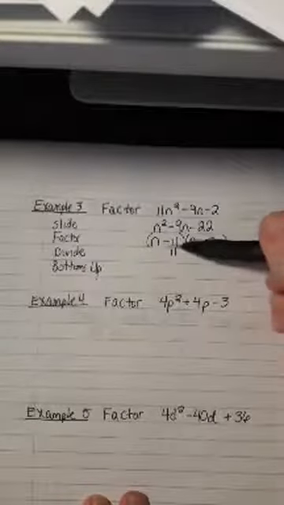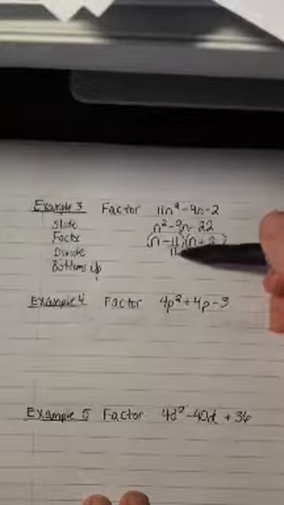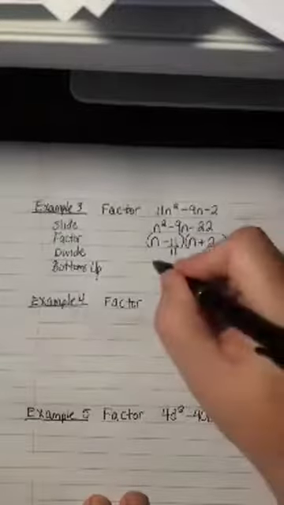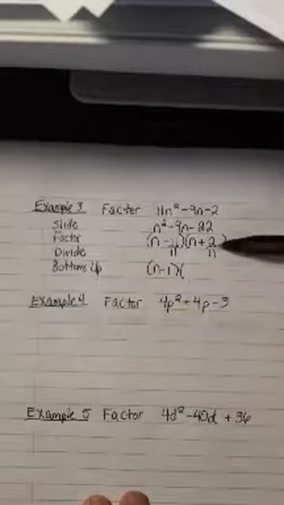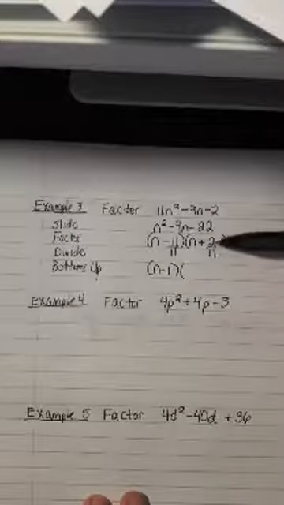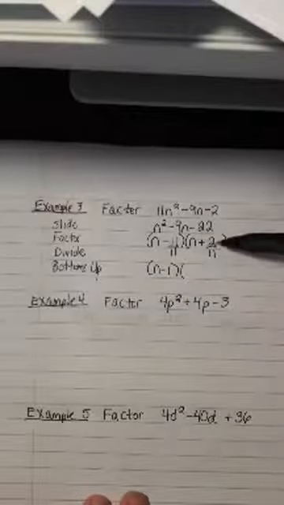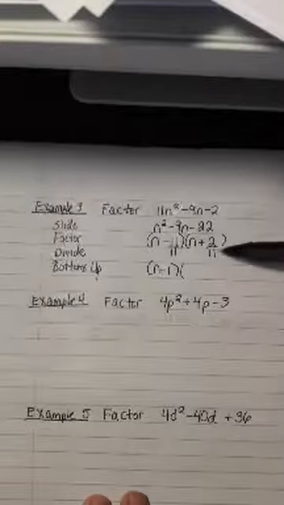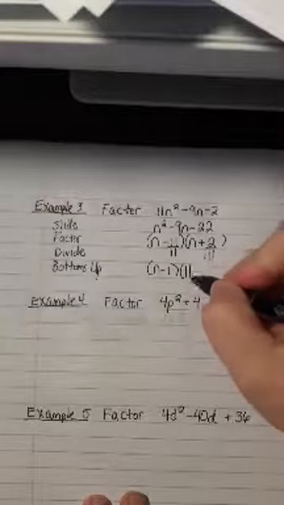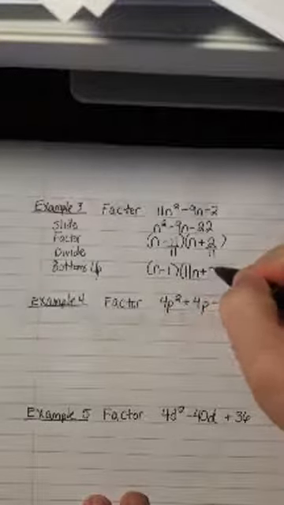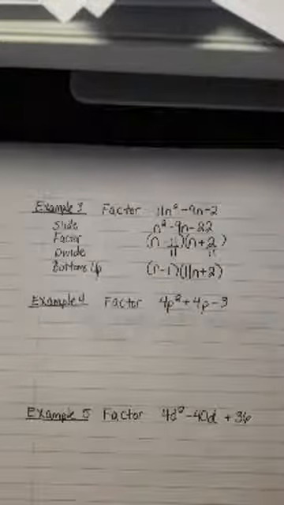Alright, so in this parentheses, you can divide 11 by 11. It's 1. So you're going to get n minus 1. In this parentheses, you can't divide 2 and 11, and you can't reduce it, because you always reduce if possible. So you're going to go ahead and do your bottoms up with your 11. So your 11 goes in front of the parentheses, and you have 11n plus 2.